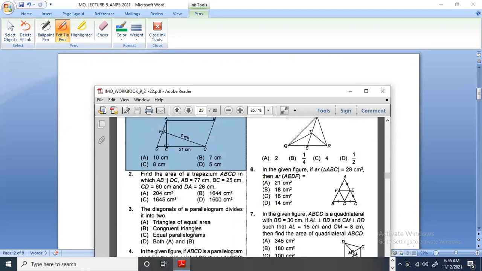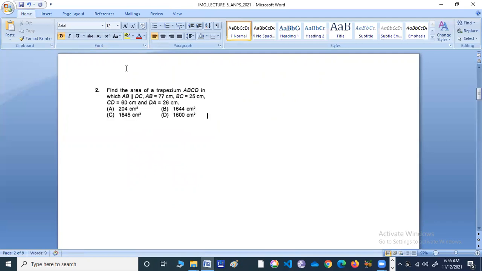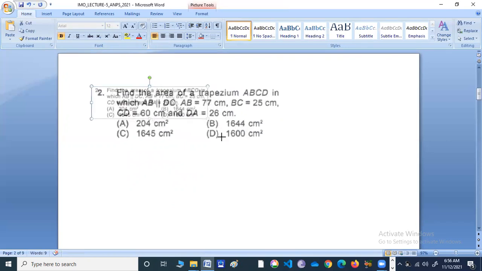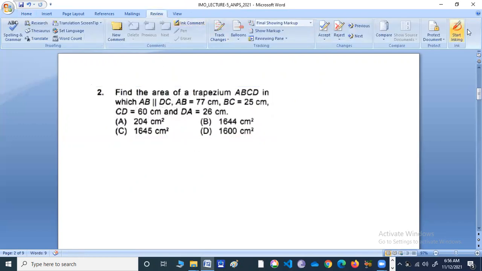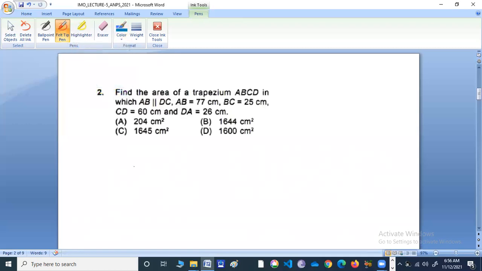Find the area of the trapezium. See the area of the trapezium, then you need to know the trapezium formula. Since this is the beginning of the sum, I am doing it. If a similar sum comes, we will just skip it. So area of a trapezium. We know the trapezium area will be half into sum of the parallel sides into the height. Okay. So let us draw a trapezium ABCD.